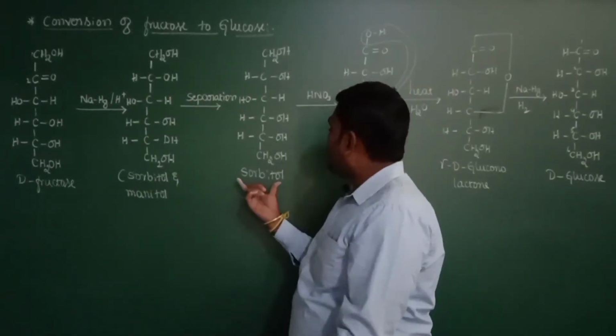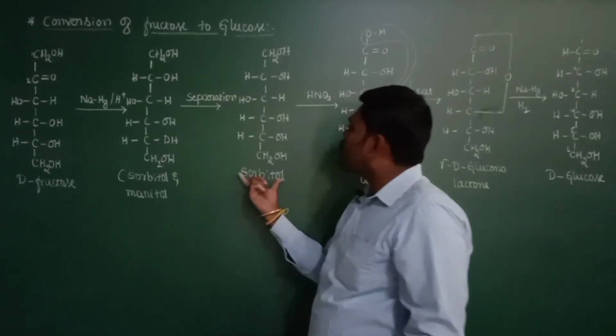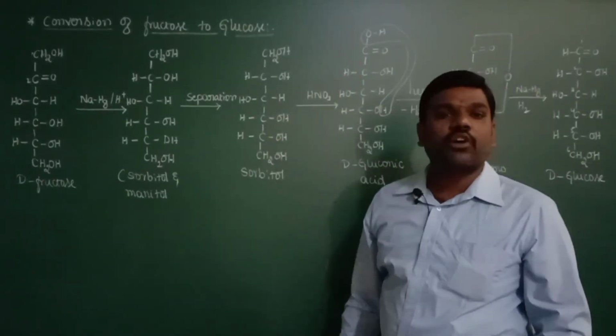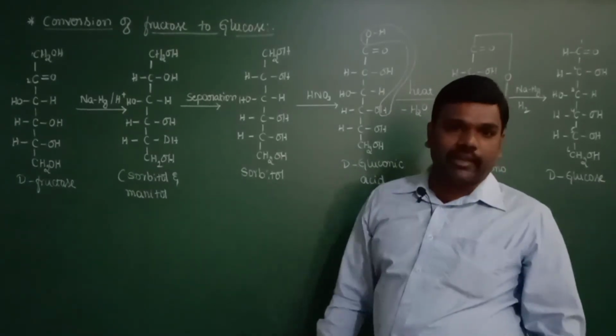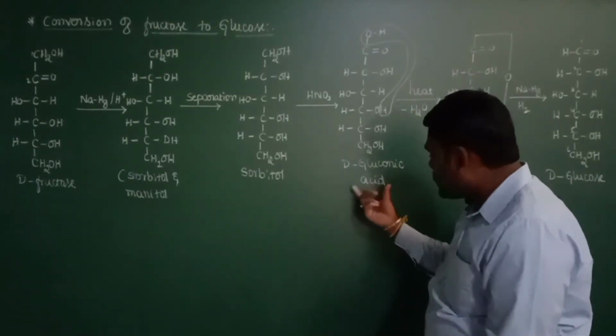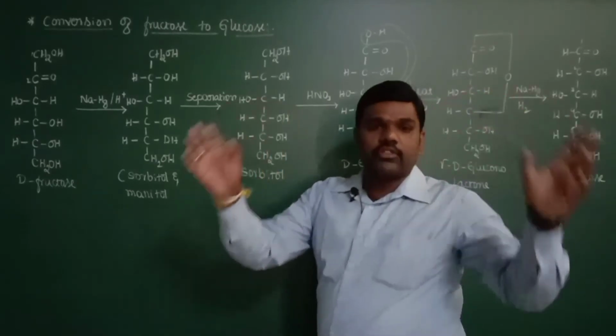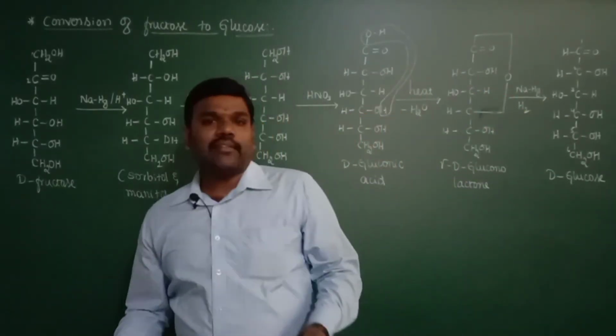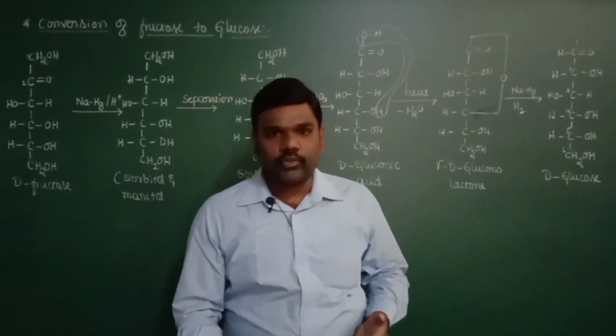Like what material is going to be produced when sorbitol is subjected to the process of oxidation in presence of concentrated nitric acid. The answer must be D-gluconic acid. So that should be present in one of the options. So like this the questions will be framed in the competitive track.